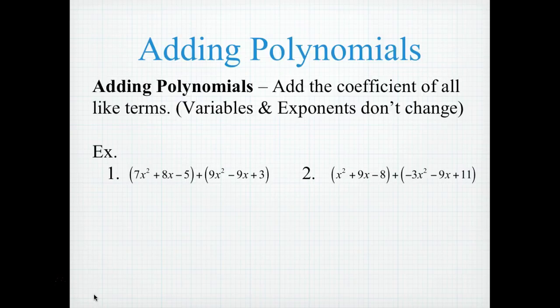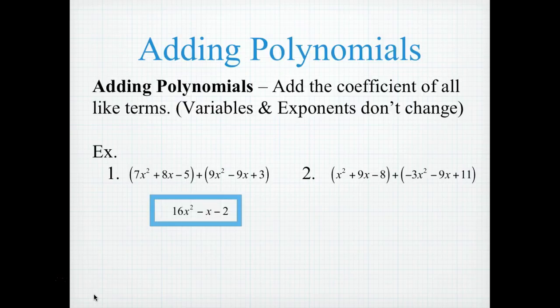So we combine our like terms, so 7x to the second and 9x to the second get combined to give us 16x to the second. 8x minus 9x combined to give us negative x, and negative 5 plus 3 combined to give us negative 2. And we can't simplify that expression any further, so we accept that as our answer.